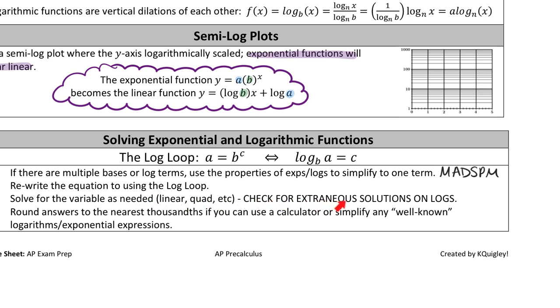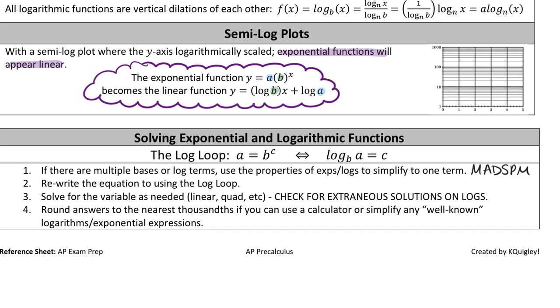You check for the extraneous solutions if you're solving a logarithm, because you can't plug in negative arguments to a logarithm. You'll round answers to the nearest thousandths. I've been telling you 10 thousandths all year because 4 decimals. The test will tell you 3 decimals, but round to 4. If you can use a calculator or simplify any well-known logarithms or exponential expressions. What are well-known logarithms, exponentials, and expressions? Thank you for asking. That's what your GIM kits are going to be today. It's things that the AP exam expects you to be able to do without a calculator, like 3 to the 3rd power, 27, or log base 3 of 27, 3. It expects you to know these like multiplication facts.